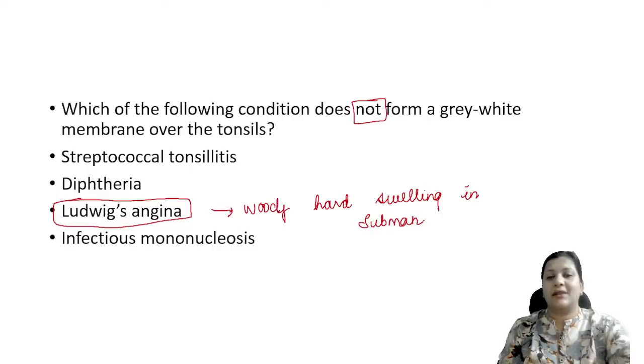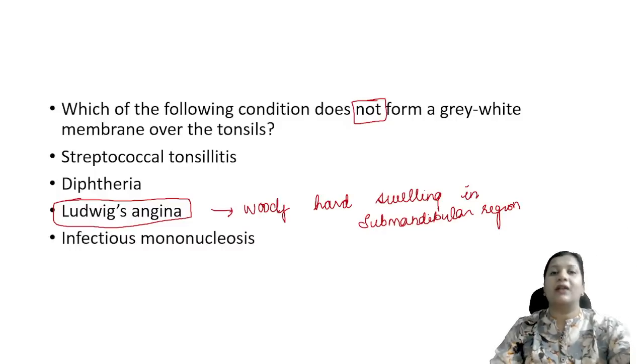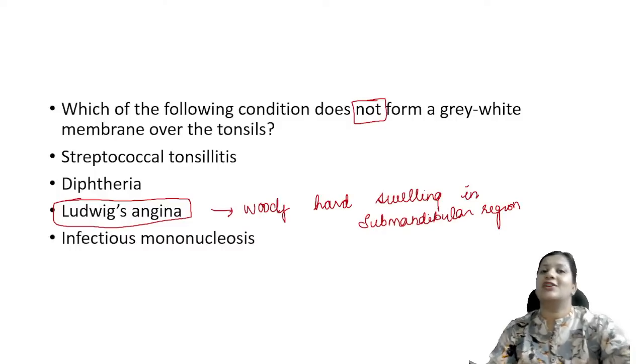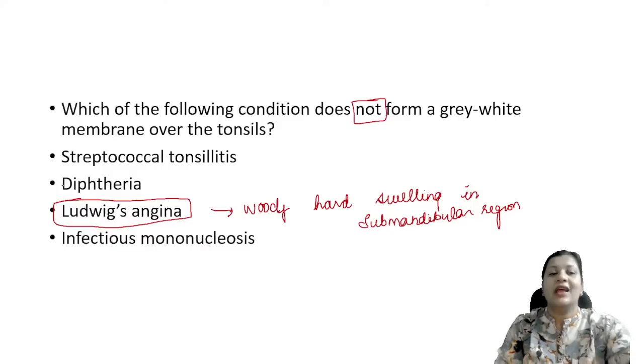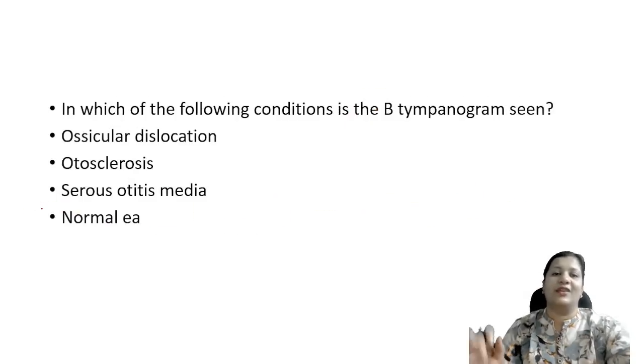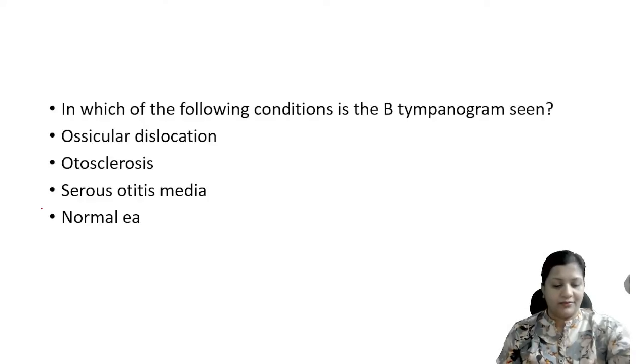Okay, but streptococcal tonsillitis, diphtheria, infectious mononucleosis, although not very typically grayish white, are differential diagnoses for a membrane on the tonsil. But Ludwig's is not a differential diagnosis for a membrane on the tonsil. Yes, Dhruv, Vincent's angina can cause a membrane on the tonsil, but usually it is blackish, grayish black.